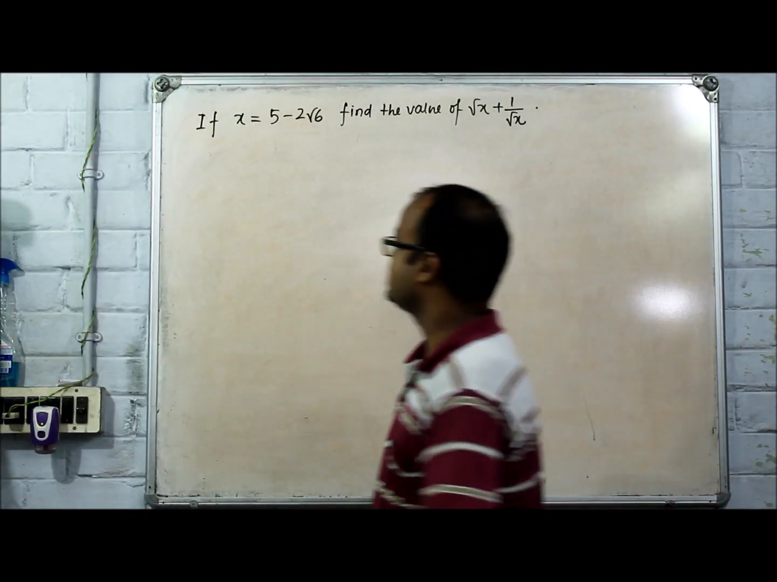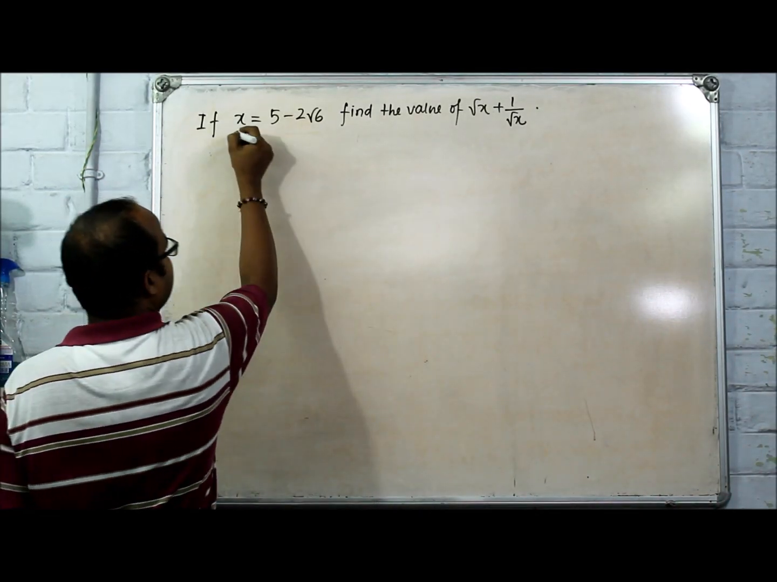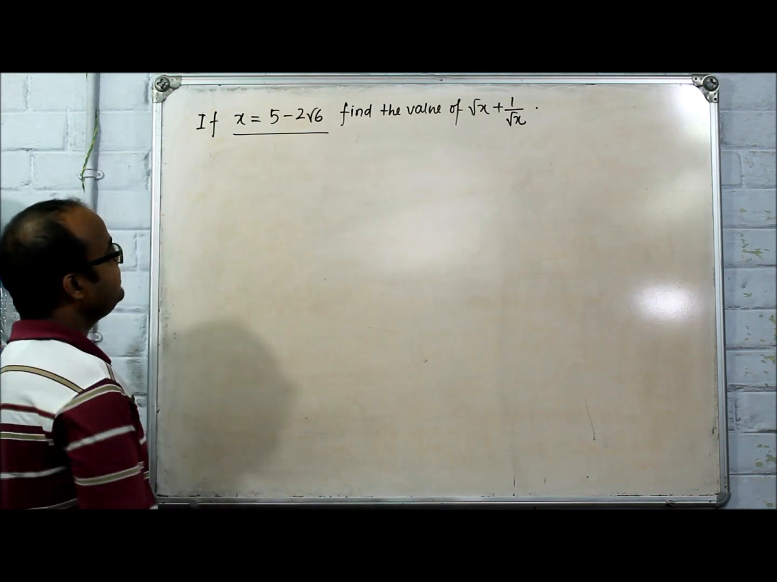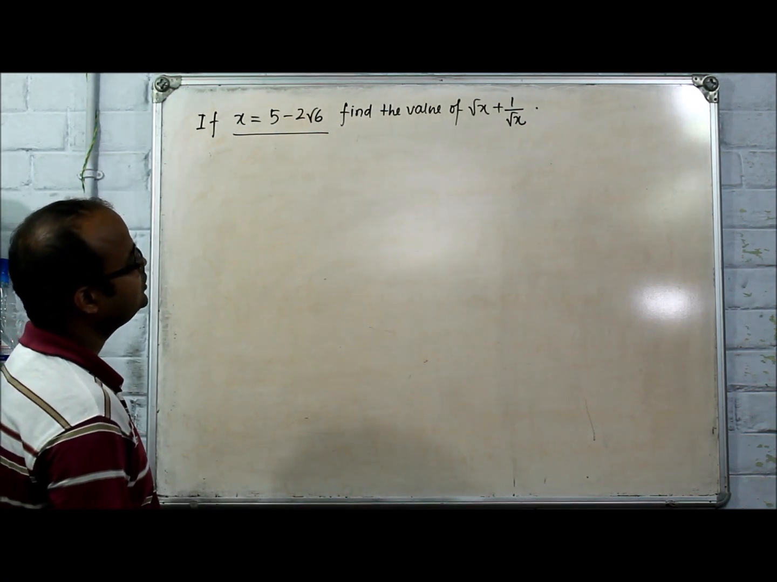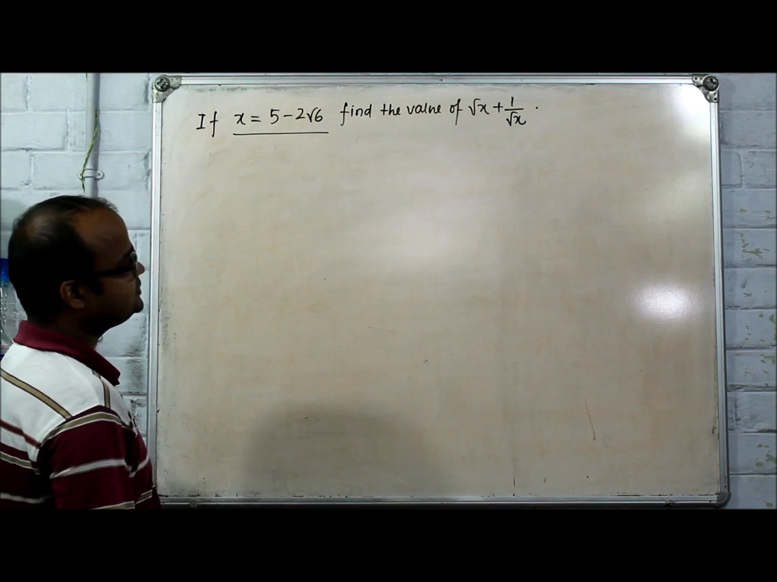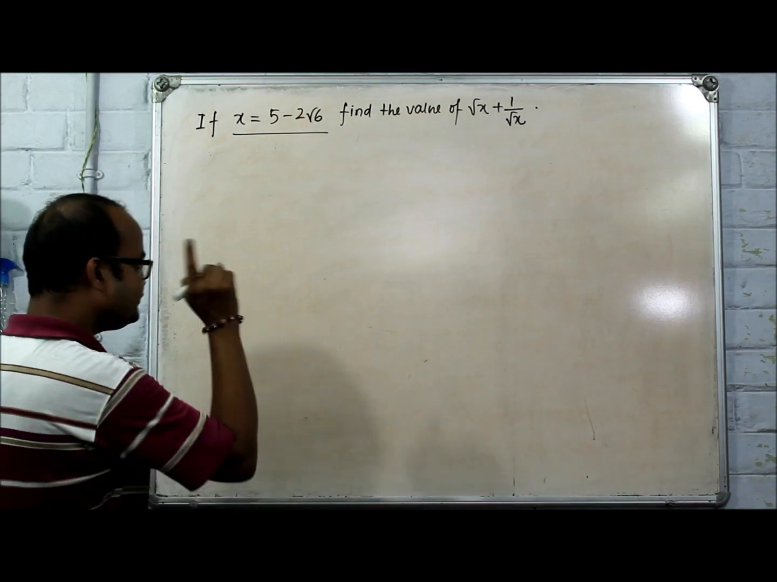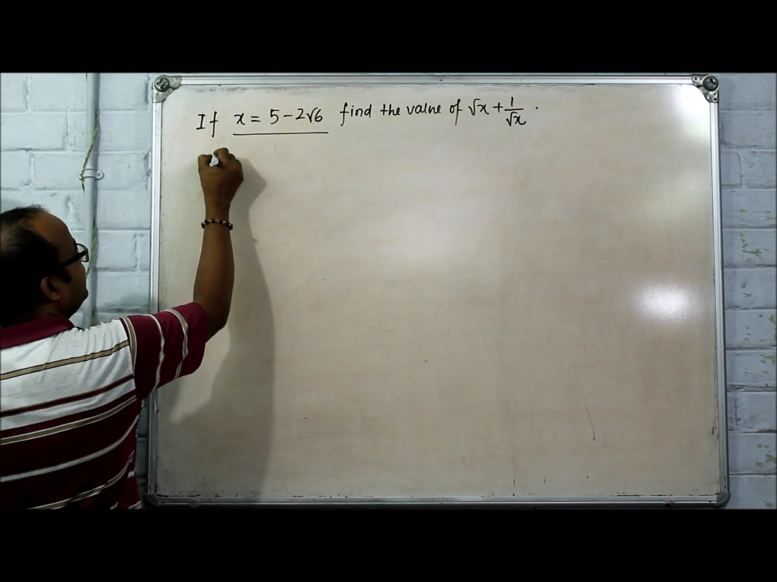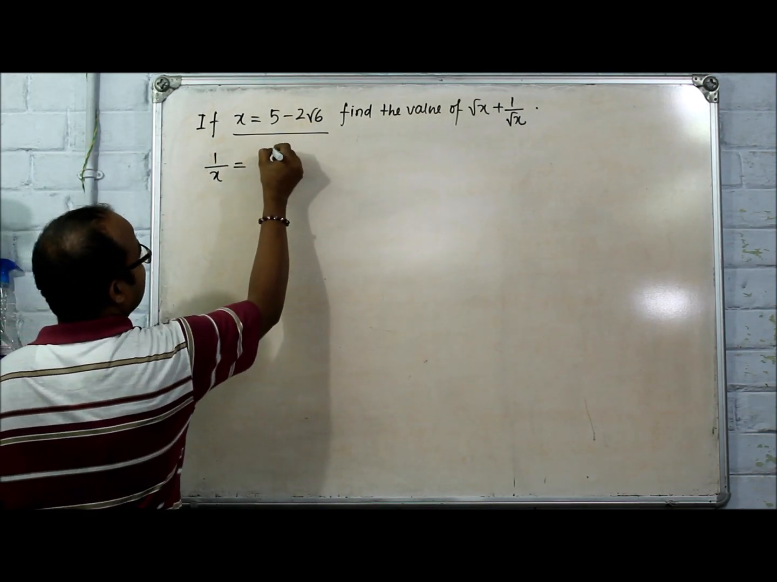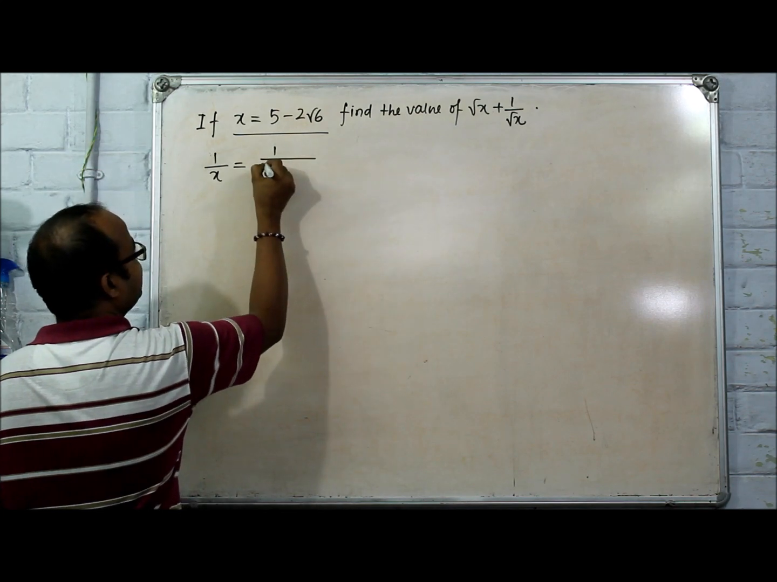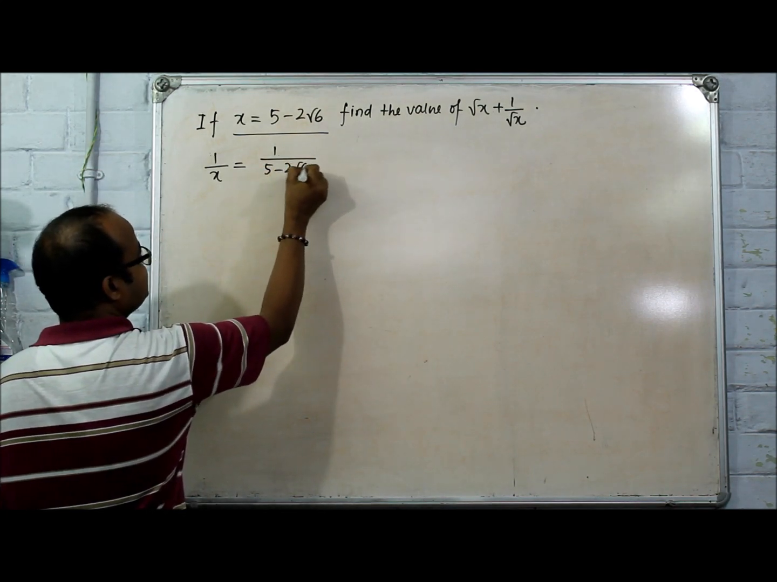Now let us discuss this problem. If x is equal to 5 minus 2 root 6, we have to find out the value of root x plus 1 by root x. First, find out the value of 1 by x. So 1 by 5 minus 2 root 6.